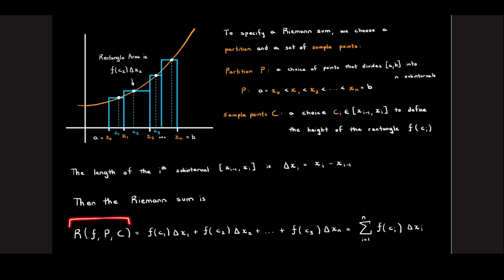Now we can go ahead and define the Riemann sum for this particular function, for this particular choice of partition and sample points, as the area of the first rectangle plus the area of the second rectangle plus dot dot dot all the way up to the area of the last rectangle.